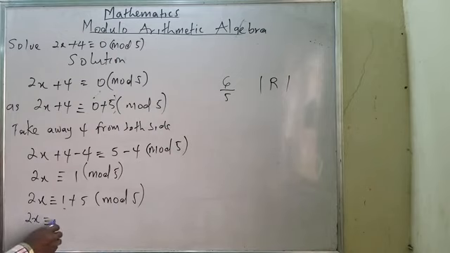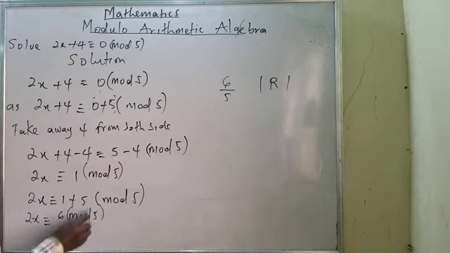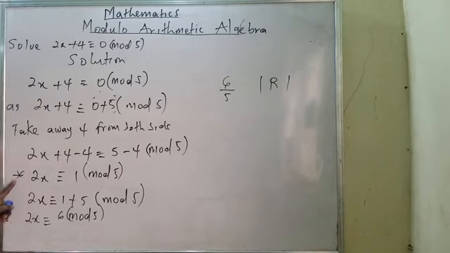2x is equivalent to 6 mod 5. Now, at this point, I cannot just end here. If I divide x by 2, it means 6 all over 2, which will be 3. So x is 3 mod 5. That should be my answer. That is all. Why did I give this answer?